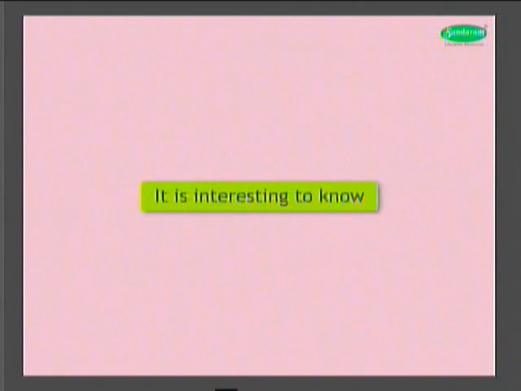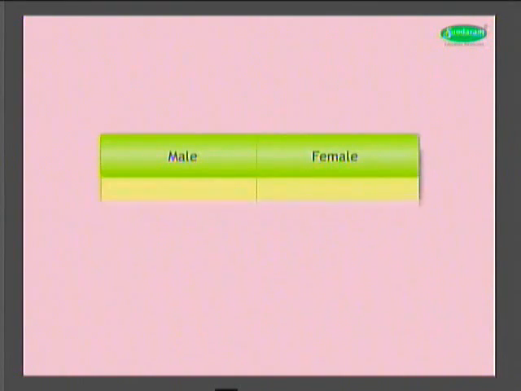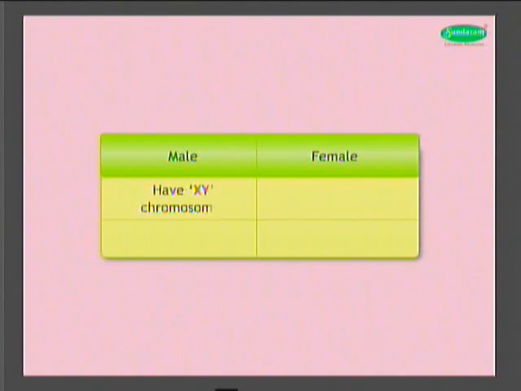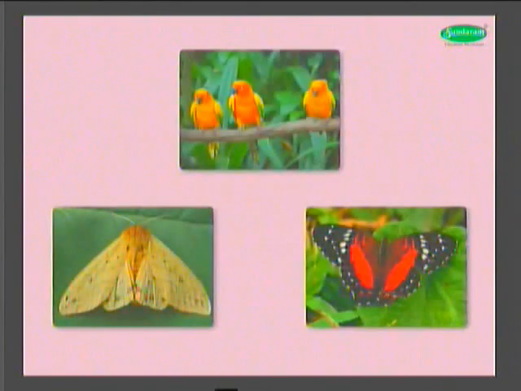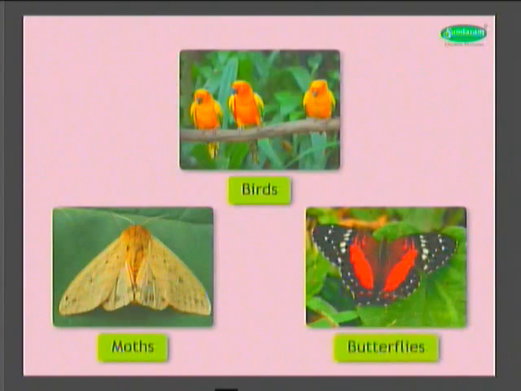Students, it is interesting to know that the opposite condition, unlike that of humans, also occurs, in which males have XX chromosomes and females have XY chromosomes. Here, males are homozygous and females are heterozygous. Example, birds and lepidopterans like moths and butterflies.